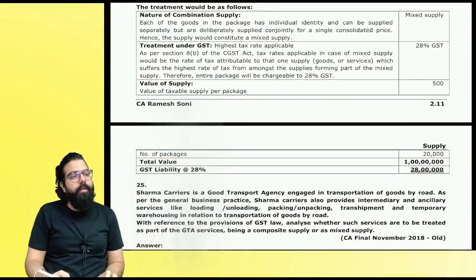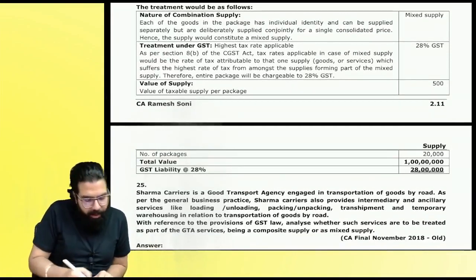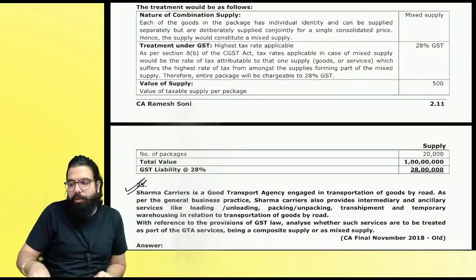Okay. Question number 25. Can you see the question? Please read the question once, everyone.